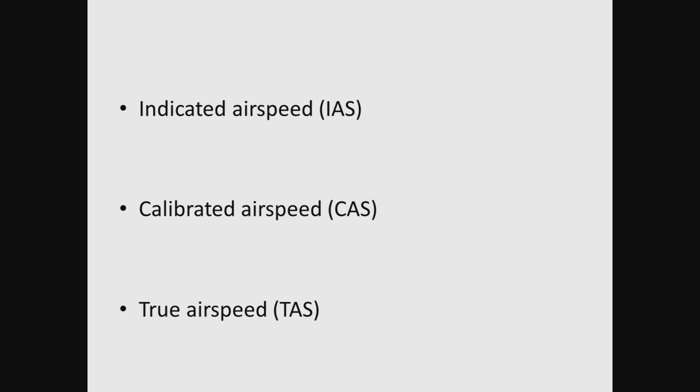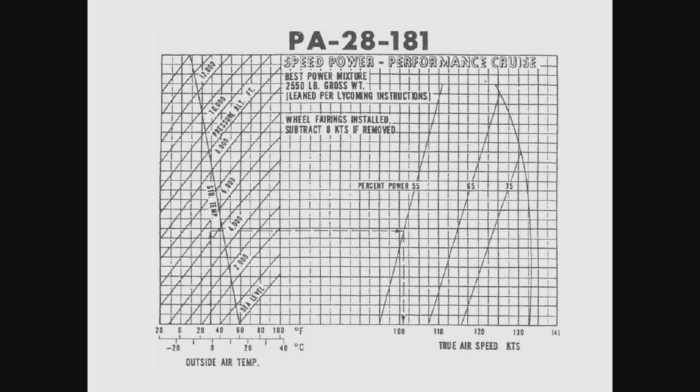So, first of all, we need to talk about two other types of airspeed. We need to talk about indicated airspeed, the IAS, the calibrated airspeed, the CAS, and that will allow us to then work out the true airspeed, also known as the TAS. So, ordinarily, this is how you can work out the TAS for a given aircraft at a given altitude on a given day with a given temperature at a given power setting.